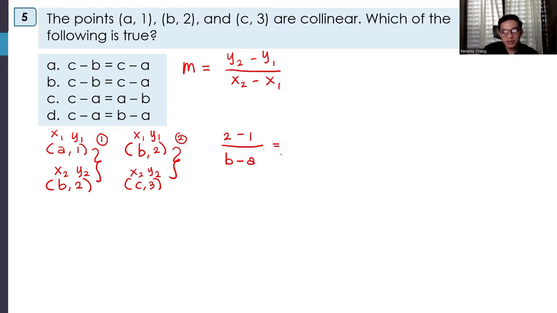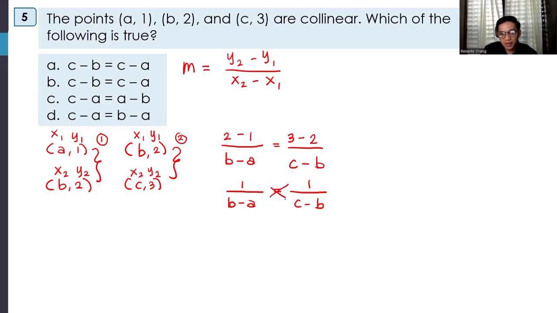Y sub 2 here is 3 minus our 2, divided by our x sub 2 here which is c, minus our x sub 1 which is b. So, next thing is to rearrange it. 2 minus 1 is 1 divided by b minus a is equivalent to 3 minus 2 which is also 1 divided by c minus b. Then, let's cross multiply.